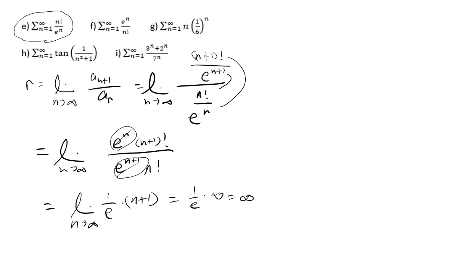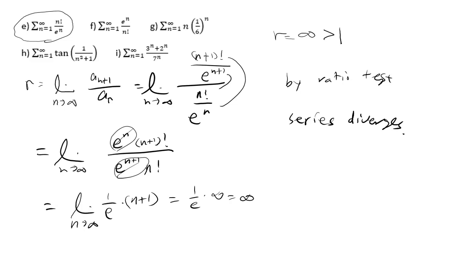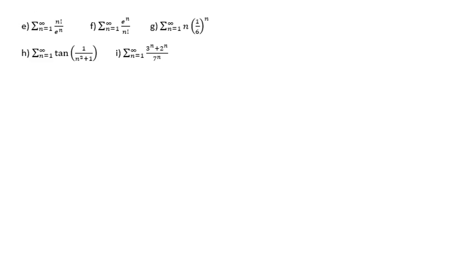Okay, so what does that mean? Since infinity is bigger than 1, by ratio test, the series diverges. Okay. Now this one will be the opposite.